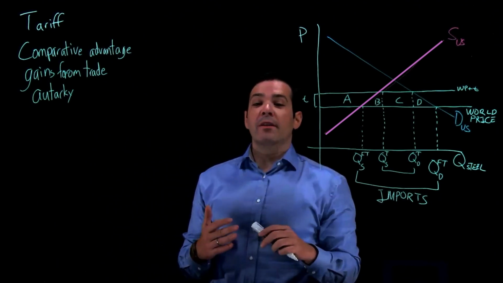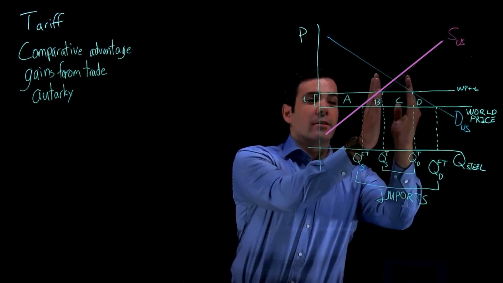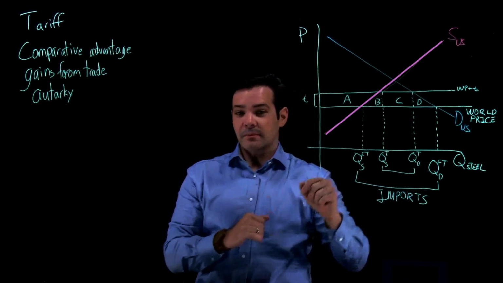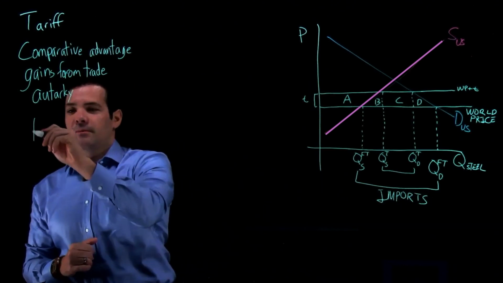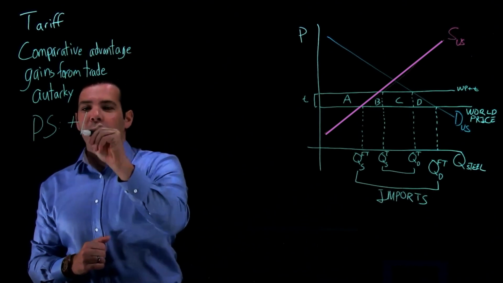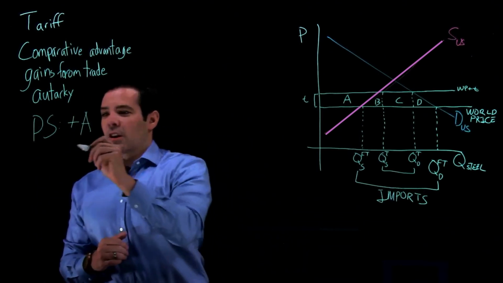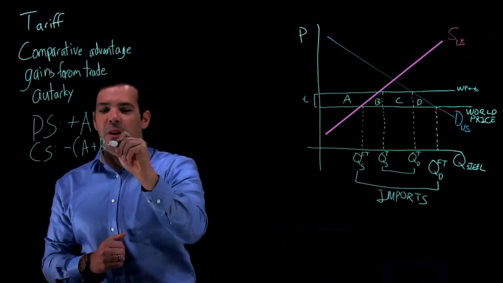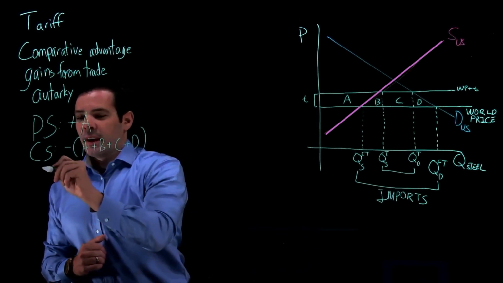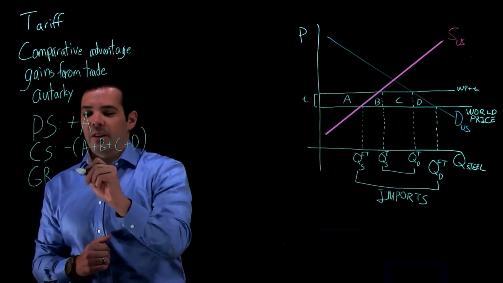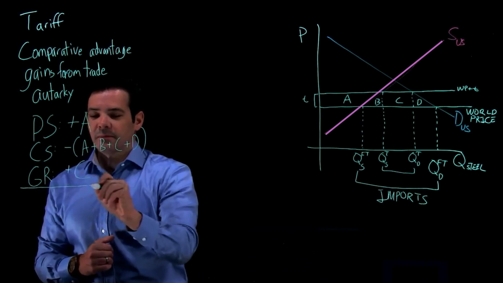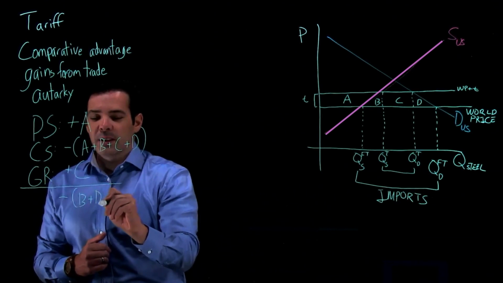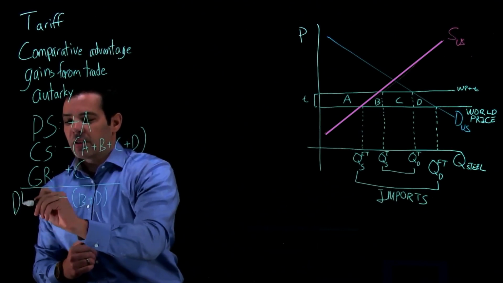Now, as you'll remember from the lectures on tax incidence, there are some more pieces here. The tariff generates revenues for the government in the amount of the new level of imports times the amount of the tax, and that's this rectangle here, C. So producer surplus goes up by area A. Consumer surplus falls by A plus B plus C plus D, and government revenue, GR for government revenue, goes up by C. So that leaves a deadweight loss of B plus D. That's deadweight loss.